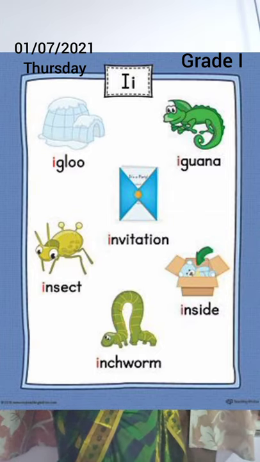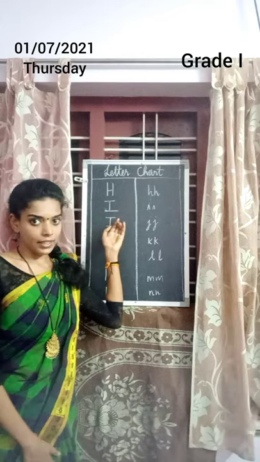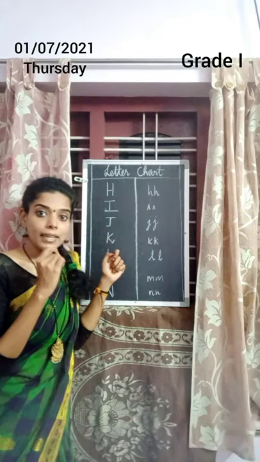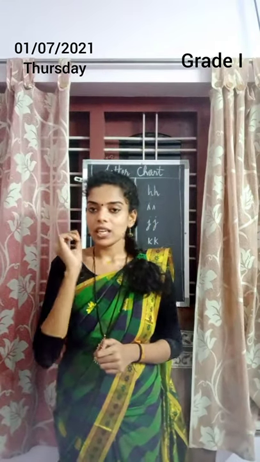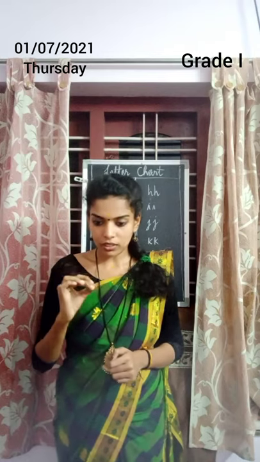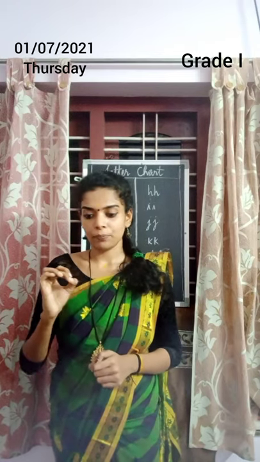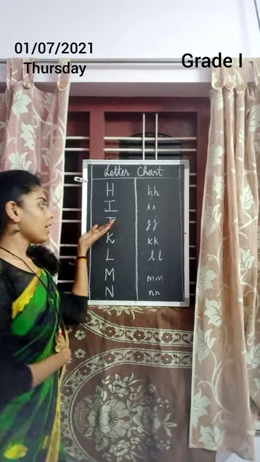Inside. I-N-S-I-D-E. Inside. The alphabet is I. The sound of I is E. The examples are igloo, iguana, insect, invitation, inside. So the next alphabet is J.